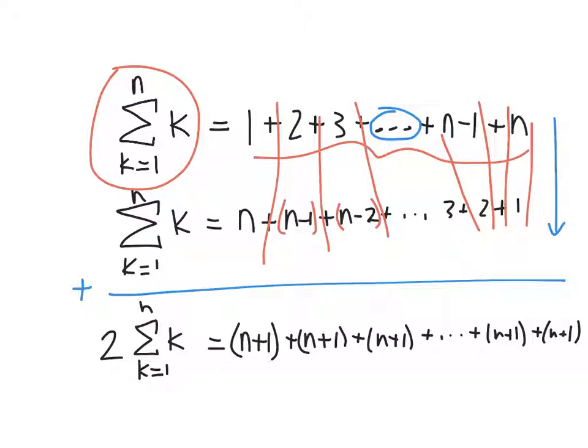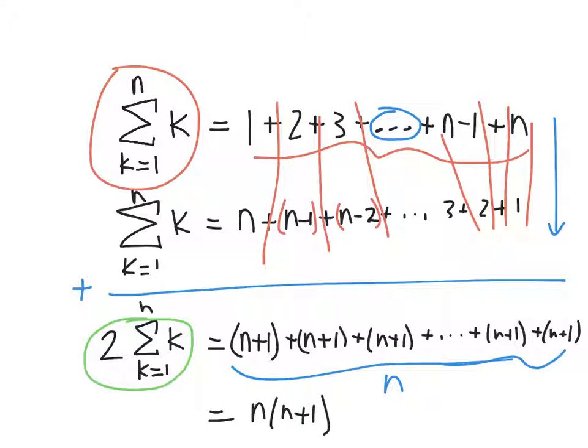Okay, so by adding these two sequences together, each corresponding term when added together has a value of n plus 1. Turns out there are n of these things. So rather than writing out n plus 1 plus n plus 1 plus n plus 1 with the three dots in there and then some more n plus 1s, I can simplify this to n times n plus 1. And that n times n plus 1 is the answer for 2 times the summation that we were looking for.